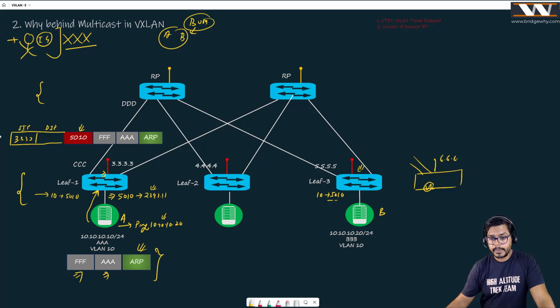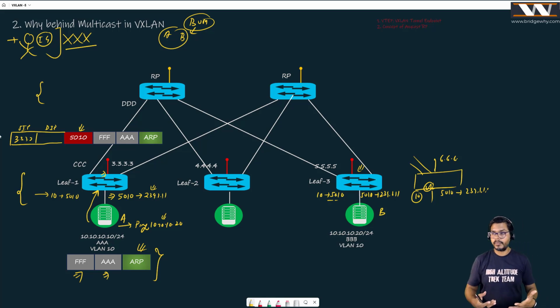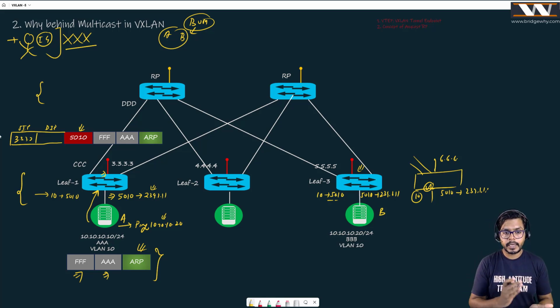Leaf 3, I will be saying that 5010 VNI, please listen to 239.1.1.1. Very, very interesting. And Leaf 6 also has the 5010, or means VLAN 10. It is also listening at 239.1.1.1. Very, very interesting. You have configured, you have informed Leaf 1, Leaf 3, and Leaf 4 to listen on 239.1.1.1.